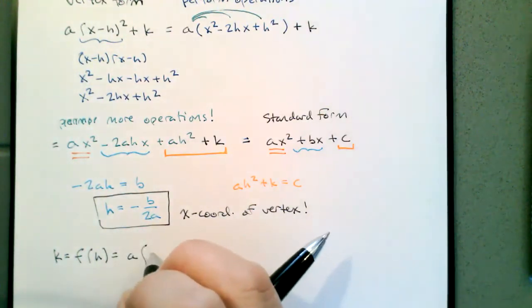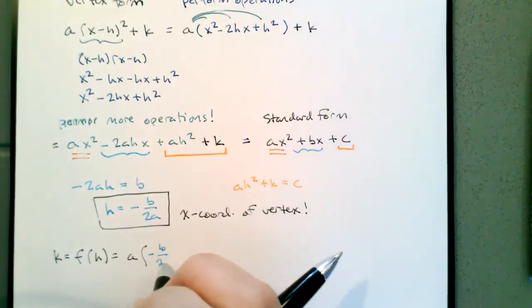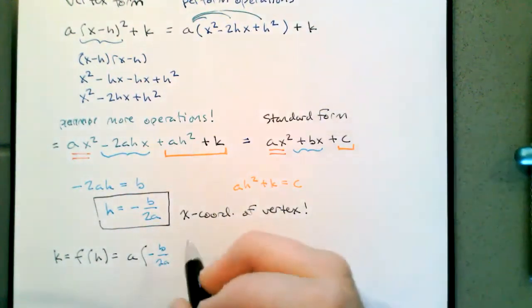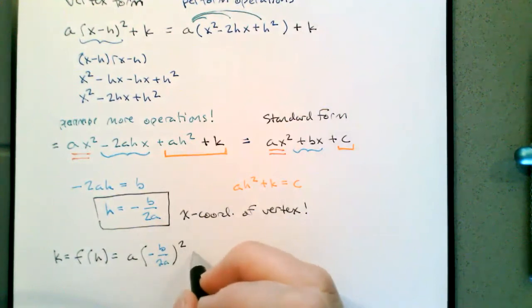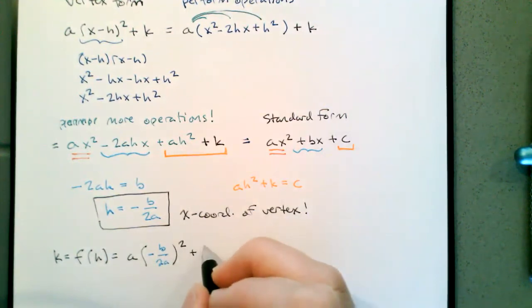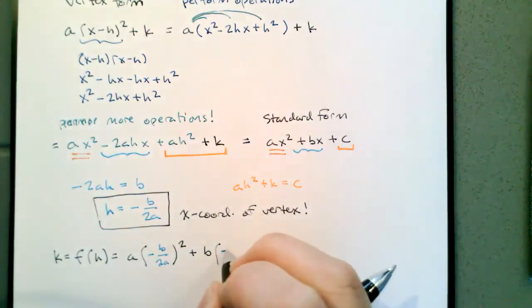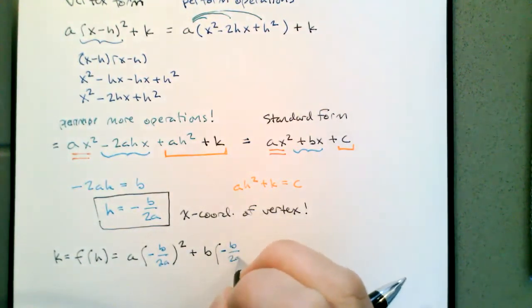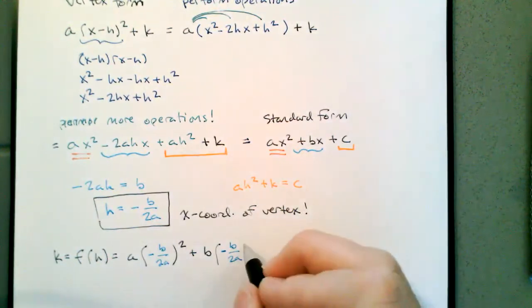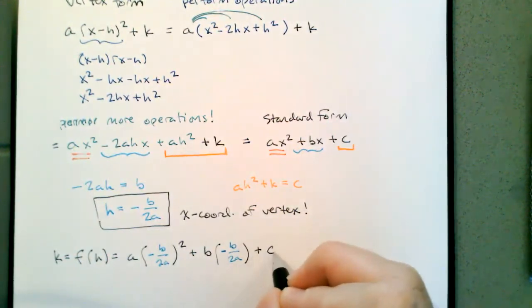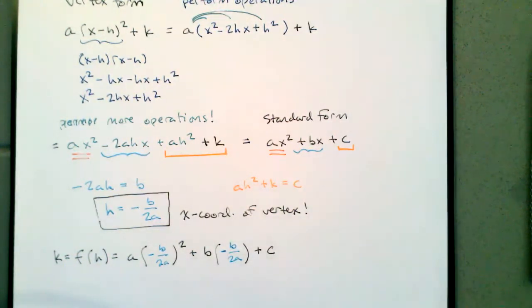So a times negative b over 2a squared, plus b times negative b over 2a, plus c. This will give us an expression for k in terms of a, b, and c.